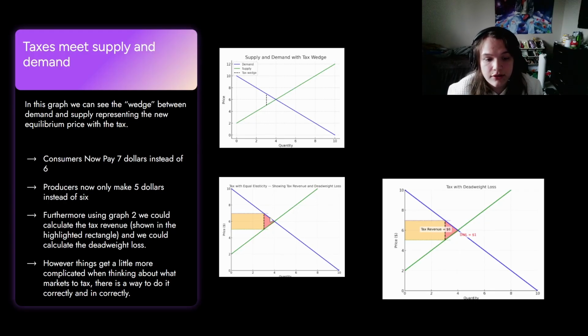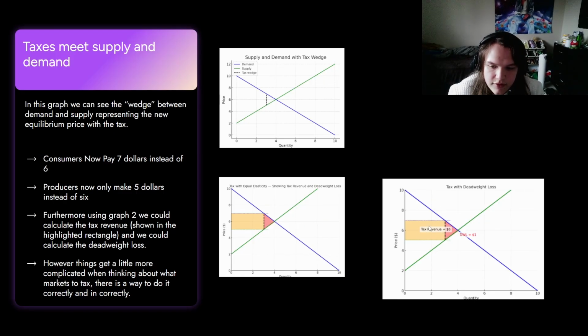And using this, we can go into graph two, and we can see this rectangle, which is the tax revenue, and we can see this triangle. This triangle is one of the main focuses of today, and it's a deadweight loss area. So what this means is because of the tax, these people right here that you can see, they're not buying anymore.